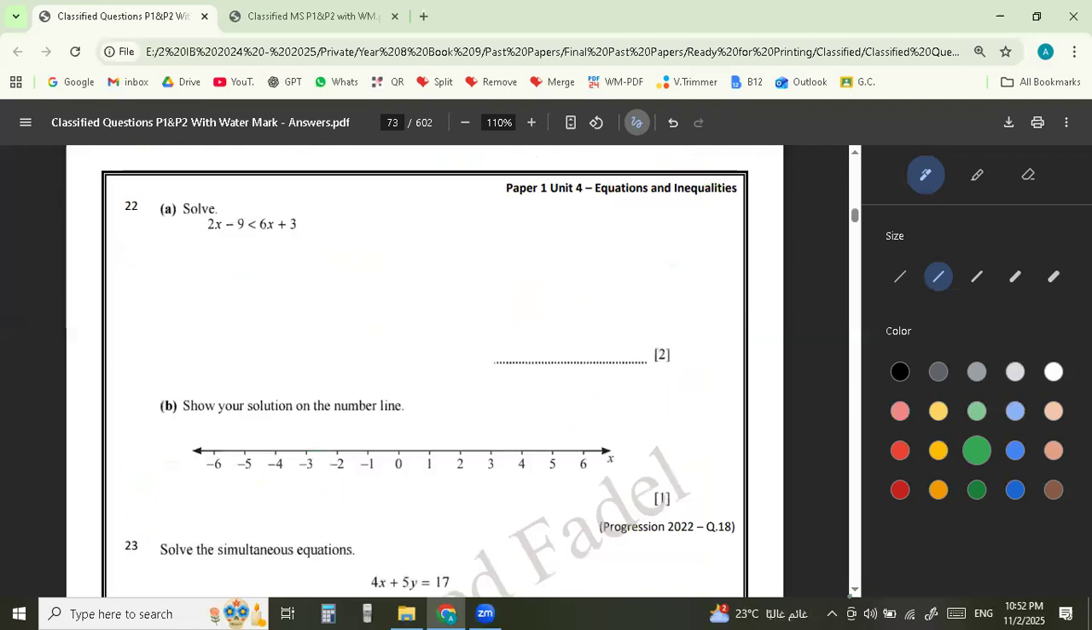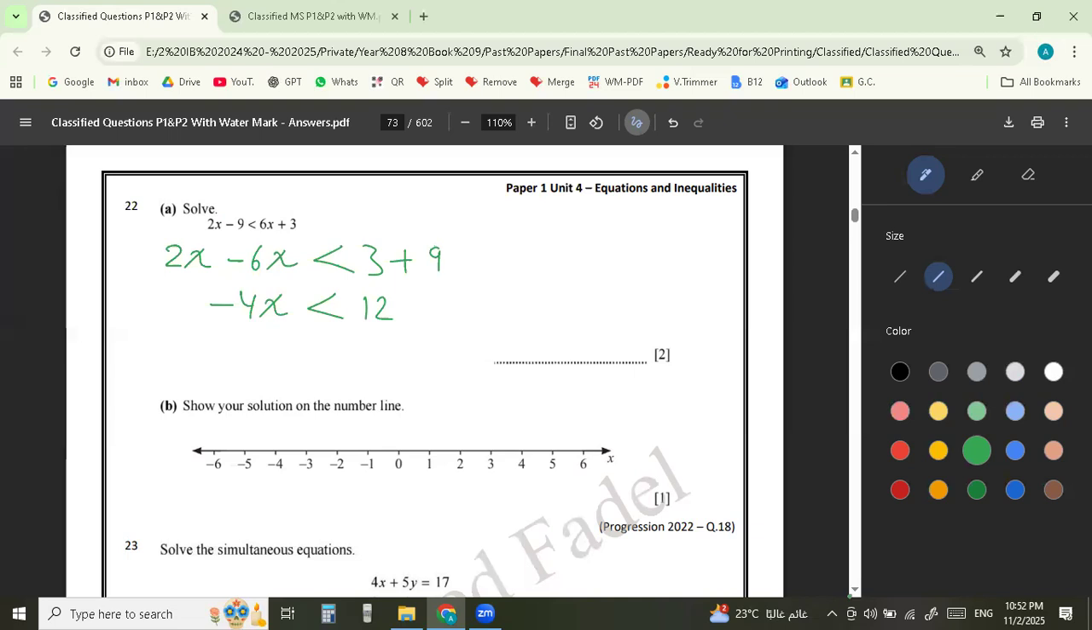I'm going to get the x's together and the constants together. So it is 2x minus 6x is less than 3 plus 9. So I got here negative 4x is less than 12. I need to divide by negative 4.